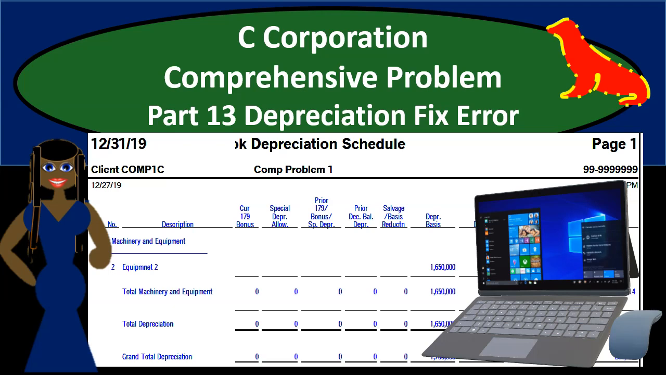In this presentation, we will continue on to part 13 of our C Corporation comprehensive problem. This time we're going to fix the beginning balance error that we had in a prior presentation related to depreciation. We'll also have an alternative method to adjusting the book depreciation that we showed in a prior presentation as well, that might be more transparent, longer, but more transparent.